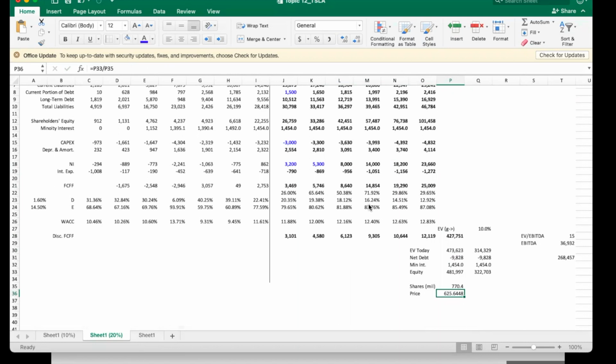Playing around with these gives you a sense of, okay, what do I need to have happen really to justify what the current market price is?